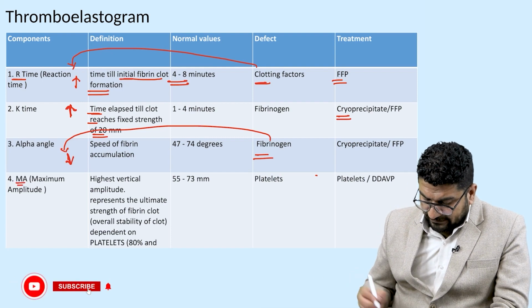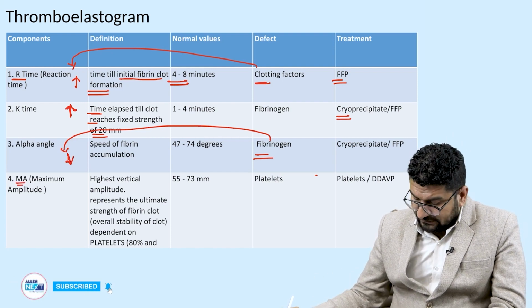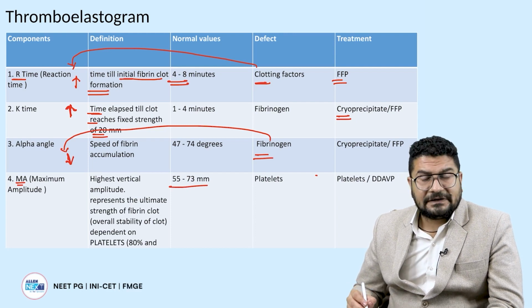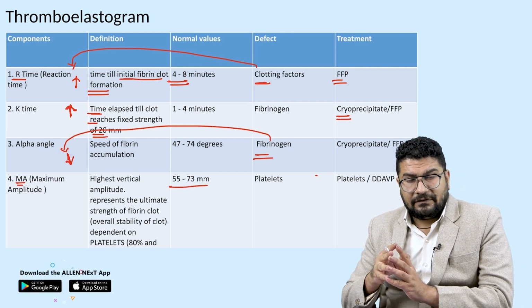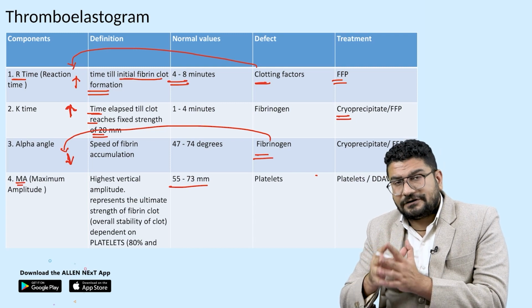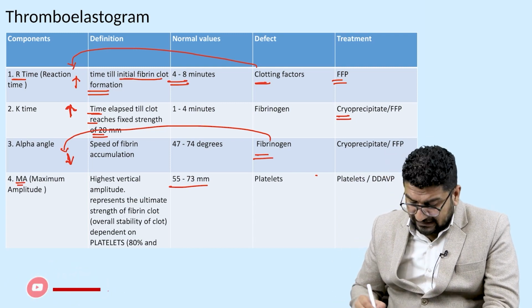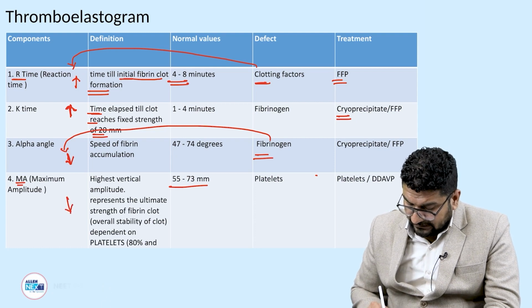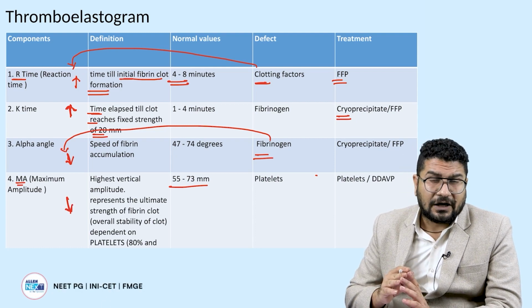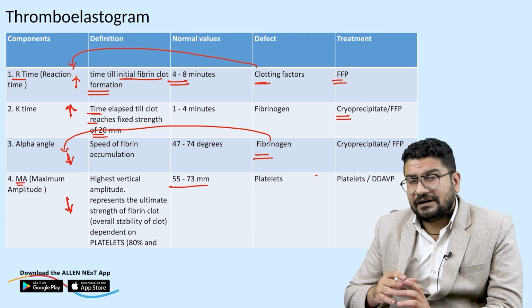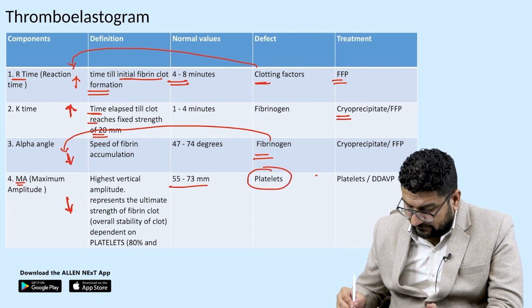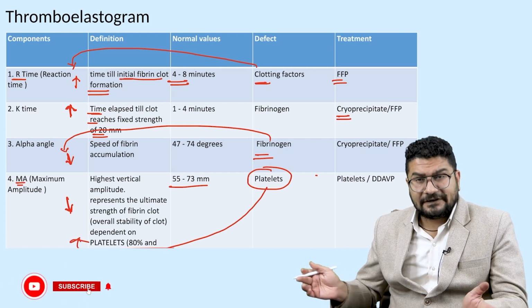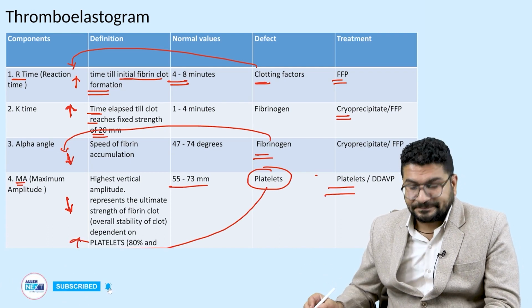And MA is maximal amplitude. Maximal amplitude is normally 55 to 73 mm. This is basically telling you whether you are having good platelets or not. If this maximal amplitude is less, it means your platelets are not of good quality or are insufficient in number, meaning a qualitative platelet defect. You just need to understand this. If you understand this thing, everything is simple. So what will you give here? Platelets.